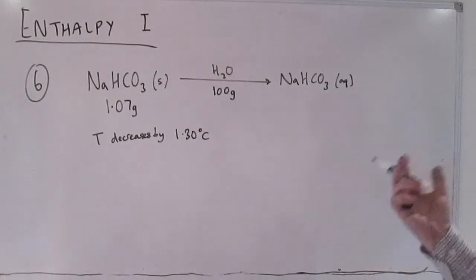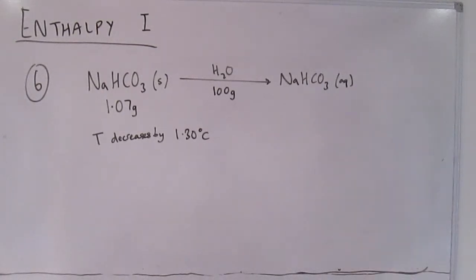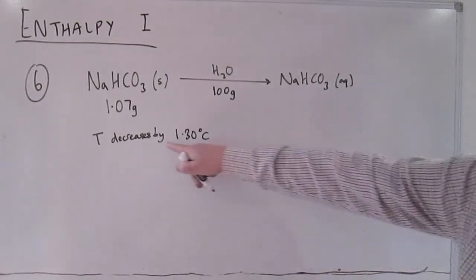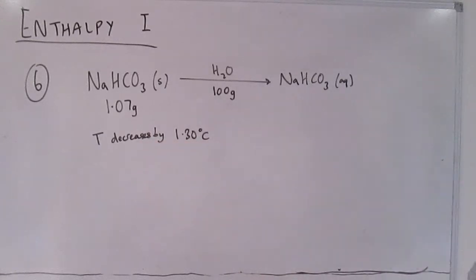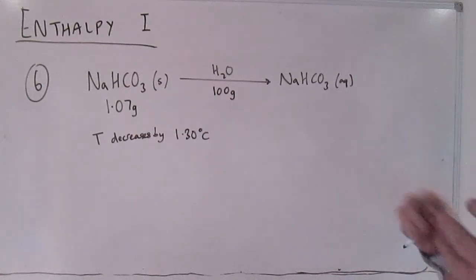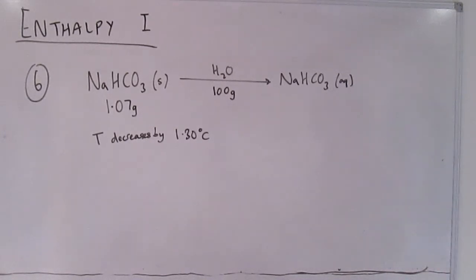So question 6 now has an endothermic reaction for a change, because the temperature at delta decreases by 1.3 degrees C. If the temperature decreases, that means that heat is being taken in to the atoms, molecules, ions, whatever, from the surroundings, so the surroundings cool down. So the temperature decreases by 1.3 degrees C. So the answer to A is that it's an endothermic reaction.